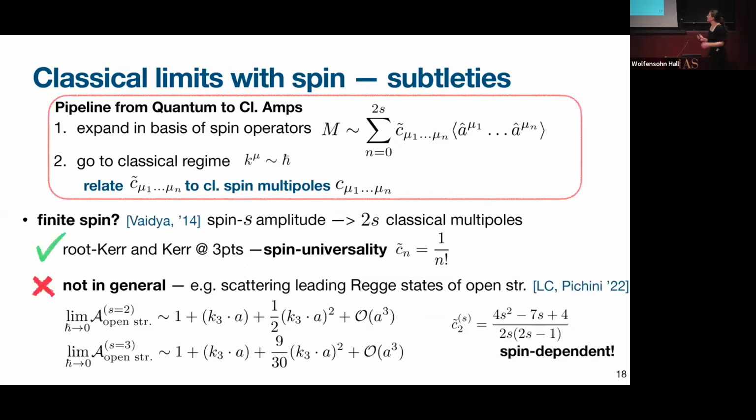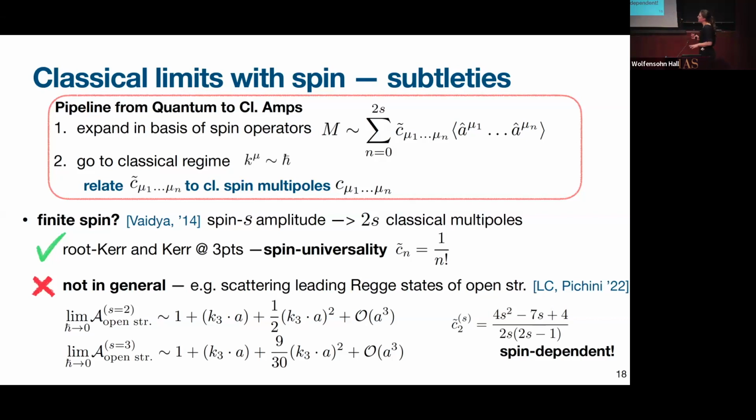Okay, so in order to discuss classical constraints, we need to highlight some subtleties in the classical limit, because again, the idea is that we're going to use classical constraints to fix quantum contact terms. So we need to make sure we are doing this limit consistently. And something that's interesting to ask is, can I work at finite spin and get classical amplitudes from that? That was potentially motivated by, posited by Vaidya, where it was suggested that for the scattering of spin S particles, you should get up to the 2S classical multipoles.